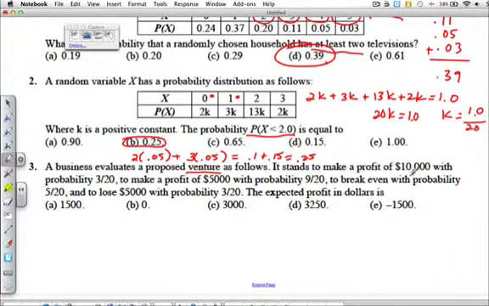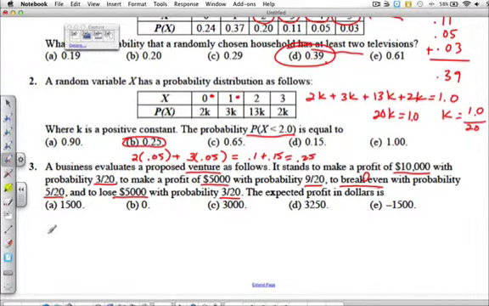So it stands to make a profit of $10,000 with a probability of 3 out of 20. It's going to make $5,000 with a probability of 9 out of 20, and it's going to break even, which means it's not going to make any money, but it's not going to lose any money either. So it's going to earn $0 with a probability of 5 out of 20, and it has a probability of losing $5,000 with a probability of 3 out of 20.